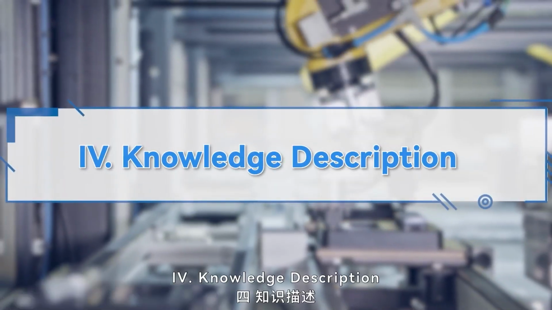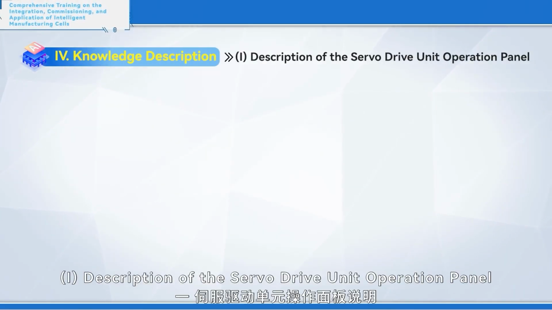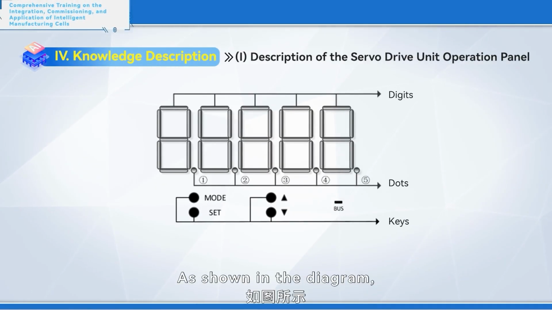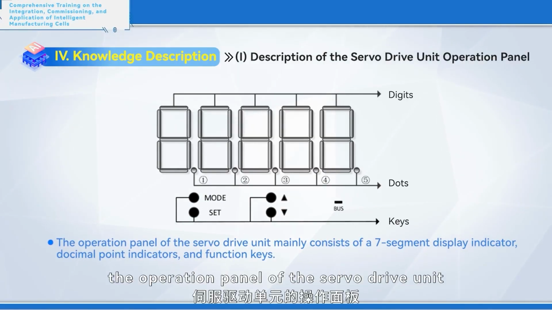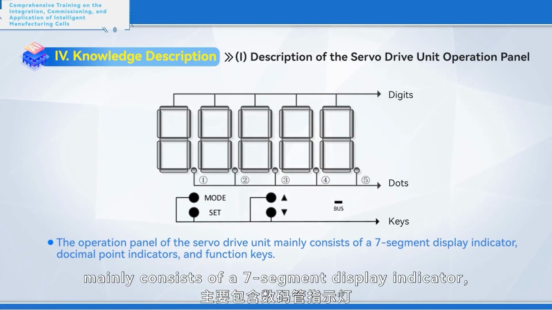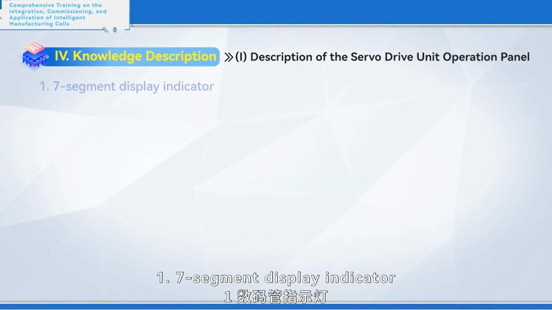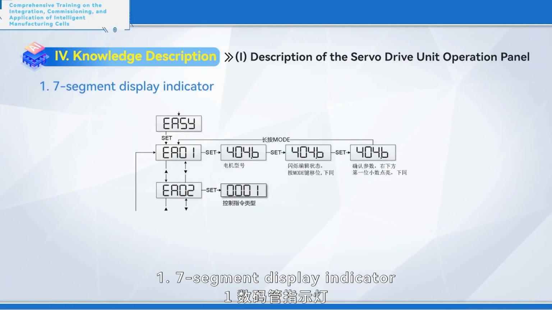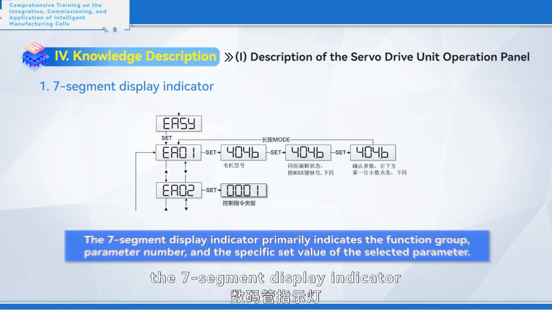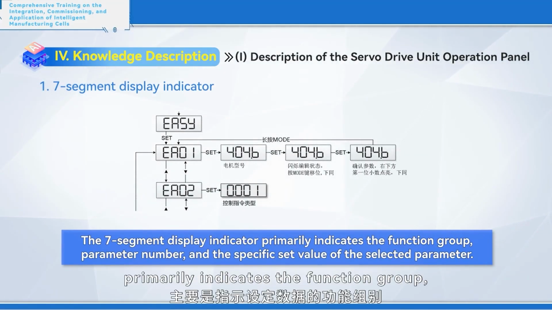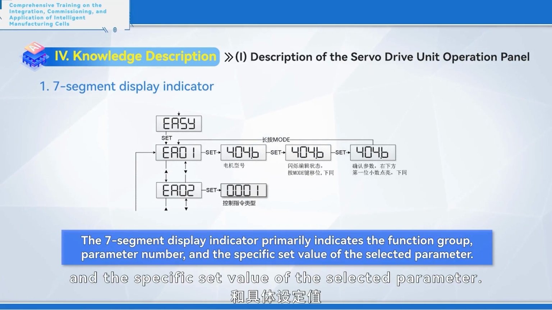4. Knowledge description. 1. Description of the servo drive unit operation panel. As shown in the diagram, the operation panel of the servo drive unit mainly consists of a 7-segment display indicator, decimal point indicators, and function keys. 1. 7-segment display indicator. As illustrated, the 7-segment display indicator primarily indicates the function group, parameter number, and the specific set value of the selected parameter.